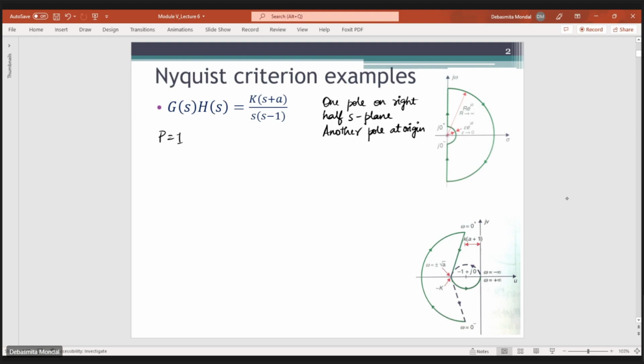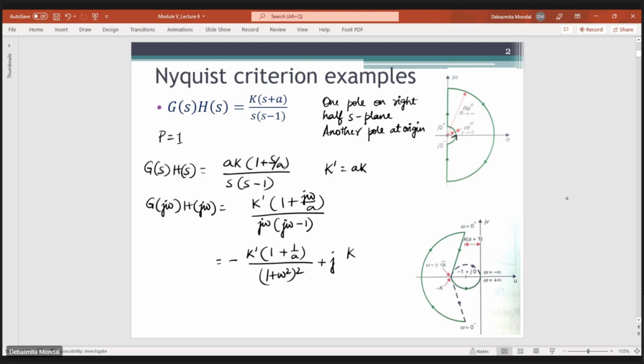You have to do the derivation, you have to do the rationalization on your own. So k dashed into 1 plus 1 by A divided by 1 plus omega square whole square, plus j of k dash into 1 minus omega square by a divided by omega into 1 plus omega square. So there is no whole square. Okay, so this is for the real part and the imaginary part.